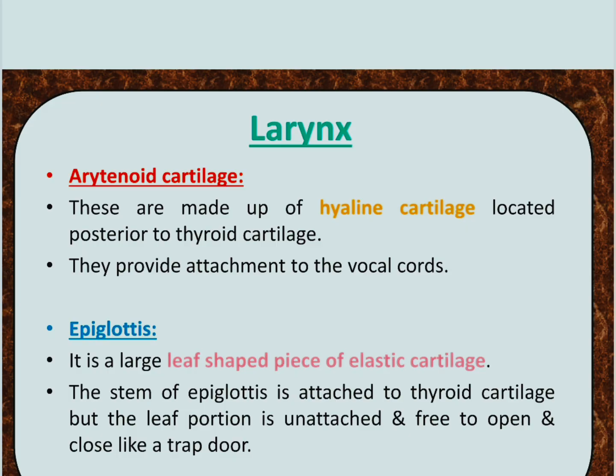Next is the epiglottis. It is a leaf-shaped piece of elastic cartilage. The stem of the epiglottis is attached to the thyroid cartilage, and the leaf portion is unattached and free to open and close like a trap door. So it opens and closes like a leaf-like structure.